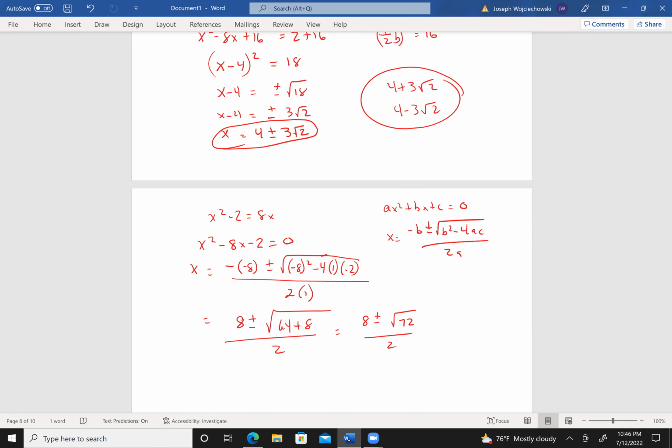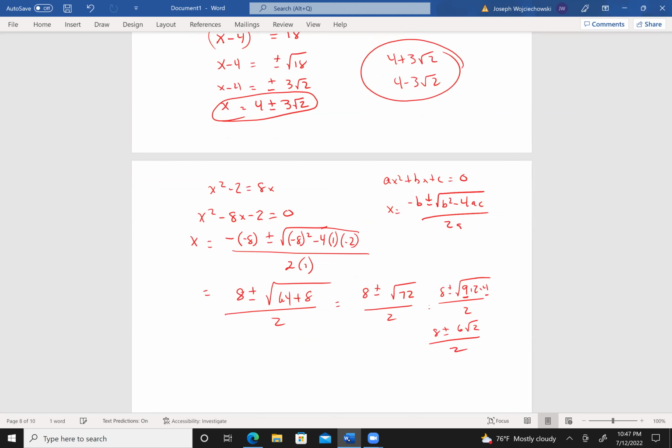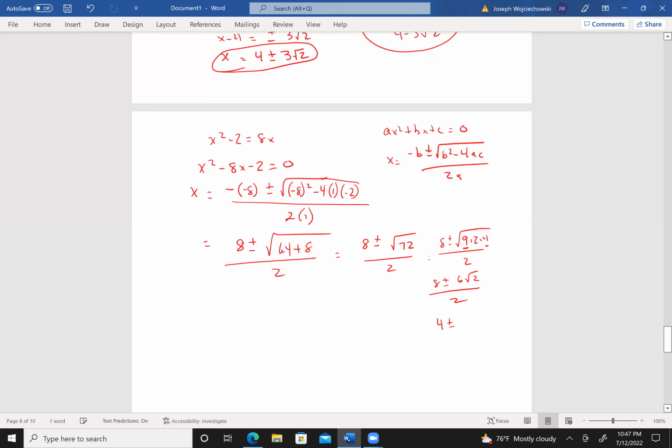72, that's what, 4 times 18? Let's think. That's 8 plus or minus the square root of 9 times 2 times 4. So 3 and 2, 6. So I have 8 plus or minus 6 times the square root of 2 over 2, which would give me 4 plus or minus 3 times the square root of 2.